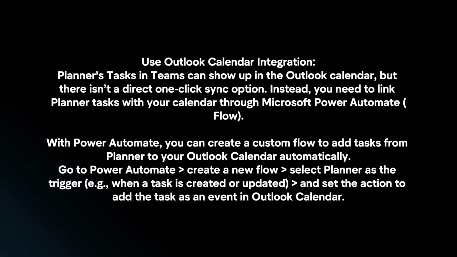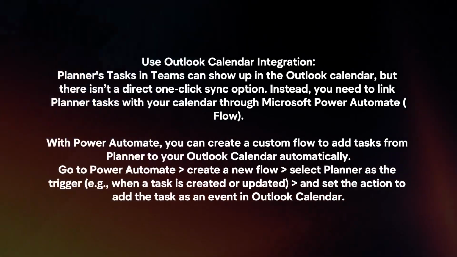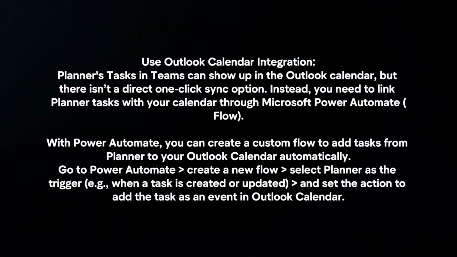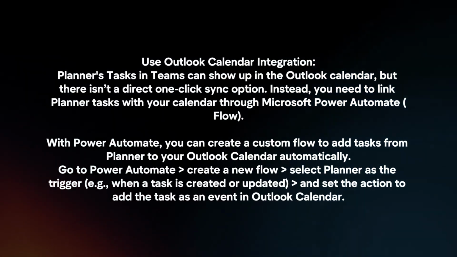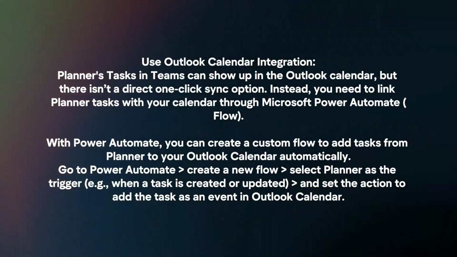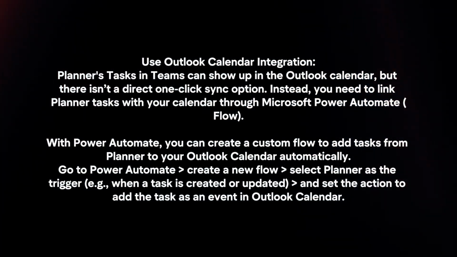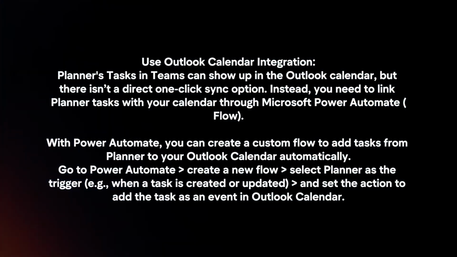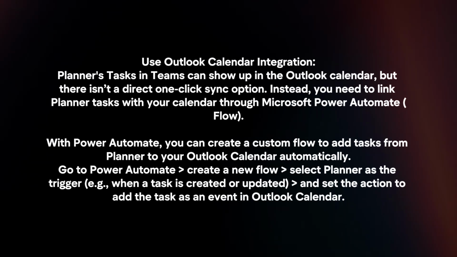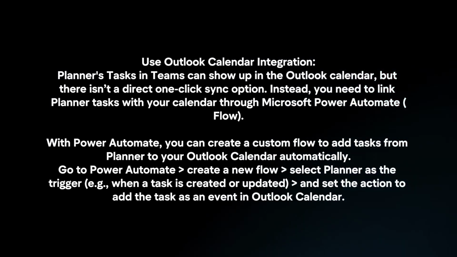Use Outlook Calendar integration. Planner's tasks in Teams can show up in the Outlook calendar, but there isn't a direct one-click sync option. Instead, you need to link Planner tasks with your calendar through Microsoft Power Automate. With Power Automate, you can create a custom flow to add tasks from Planner to your Outlook calendar automatically.